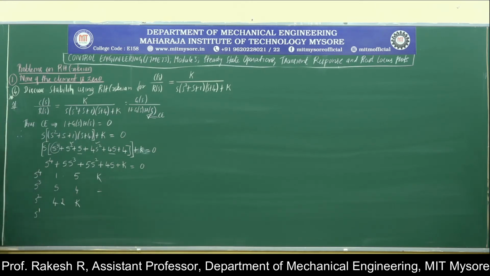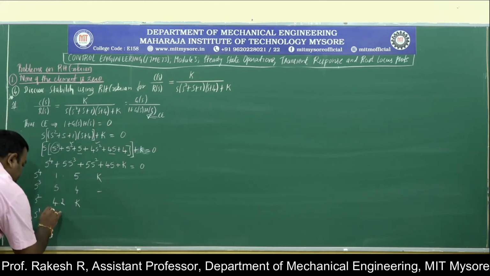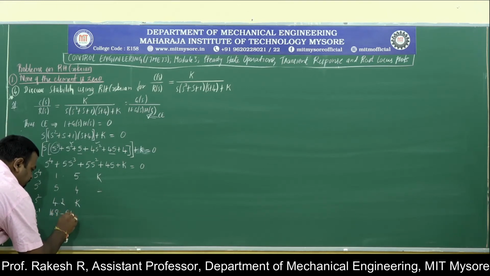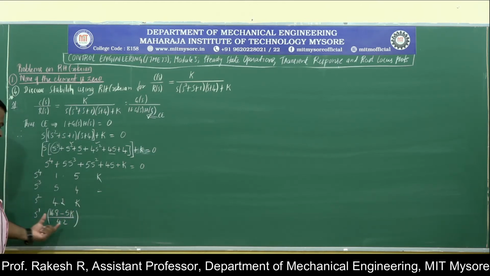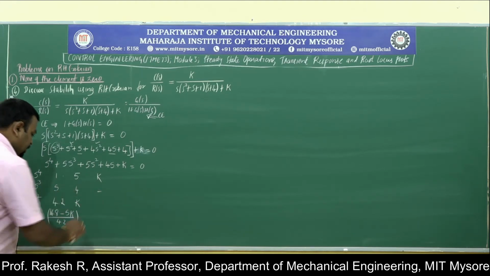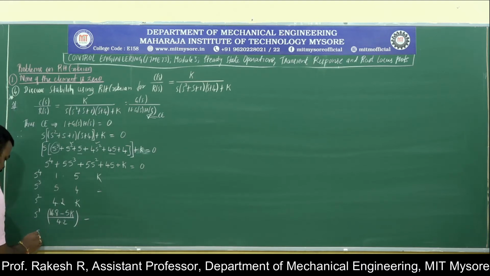Then I will compute S to the power of 1. 4.2 into 4 is 16.8, 16.8 minus 5K, divided by 4.2. As I already told, I need to leave some space for K because of this term only. Then this term, 4.2 into 0, will not exist. Then S to the power of 0: this into K minus 4.2 into 0 is 0, divided by this term, will get cancelled. Directly I will get K.